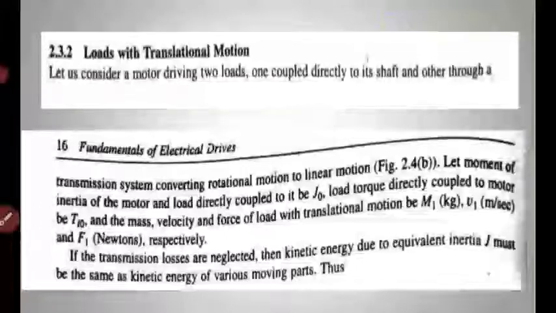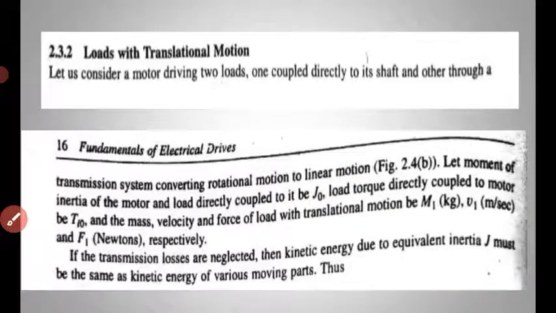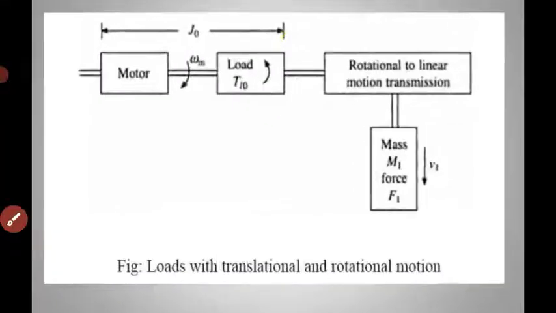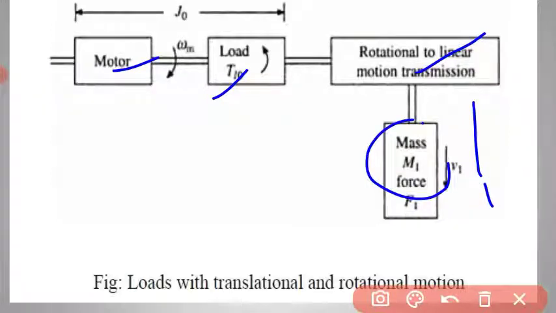This is a very important point. Please note it, because here we are discussing linear motion. Rotational motion is converted into linear motion. I will show you the figure. We can see the motor connected to the load, and this rotational to linear motion conversion is done. So this is the mass m1, force F1 with velocity v1. I repeat, mass m1, force F1 and velocity v1.